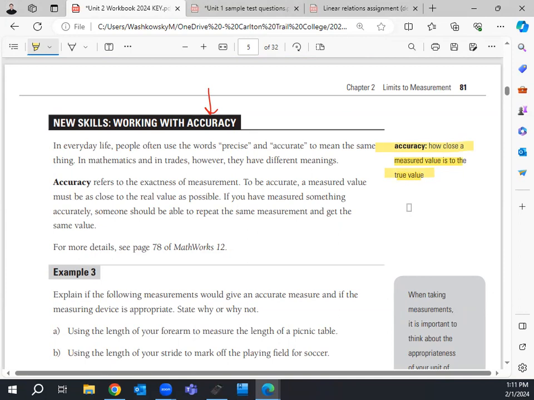Specifically, what this means is that we're looking at the types of measurements. So it actually refers to the exactness of the measurement, or rather, a measured value must be as close to the true value as possible. You might be wondering, what the heck does that mean? Again, a lot of math is converting math to actual plain old English. That's what we really want to do here.